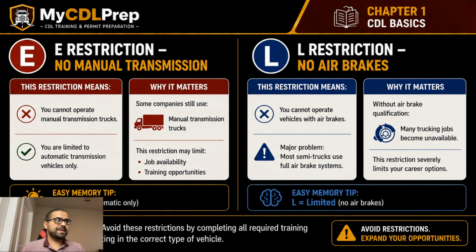The L restriction means no air brakes. This restriction means you cannot operate vehicles with air brakes. Major problem: most semi trucks use full air brake systems. Why it matters: without air brake qualifications, many trucking jobs become unavailable. This restriction severely limits your career options. So avoid restrictions, expand your opportunities. The goal is to avoid these restrictions by completing all required training and testing in the correct type of vehicle.